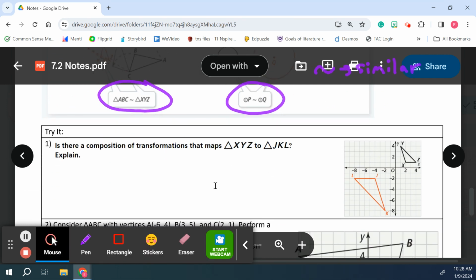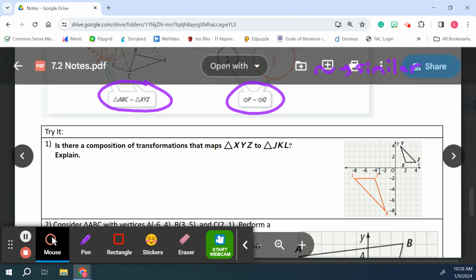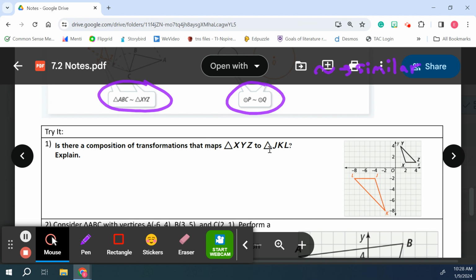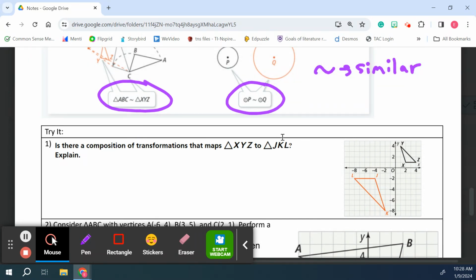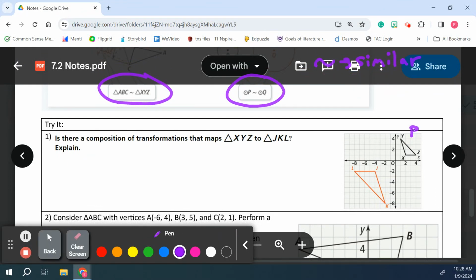So let's take a look at this first. Try it. It says, is there a composition of transformations that maps triangle XYZ to triangle JKL? So here is our pre-image. Whoops. Here is our image. Now they look pretty similar. So if we look at this, is there a similarity between these two? Yes or no? What do you guys think? Yeah, definitely.